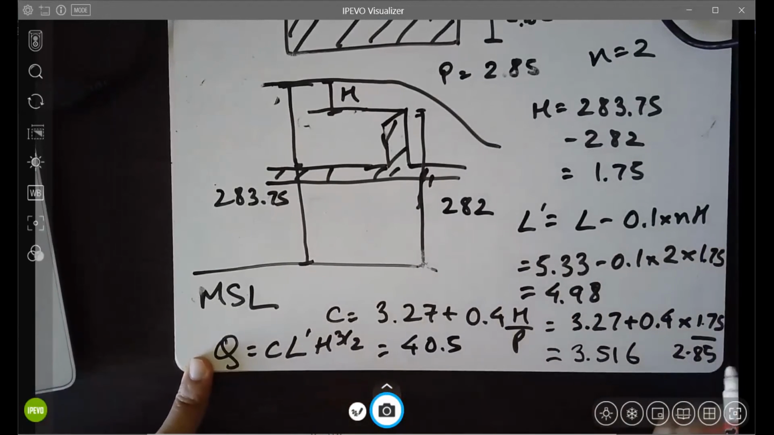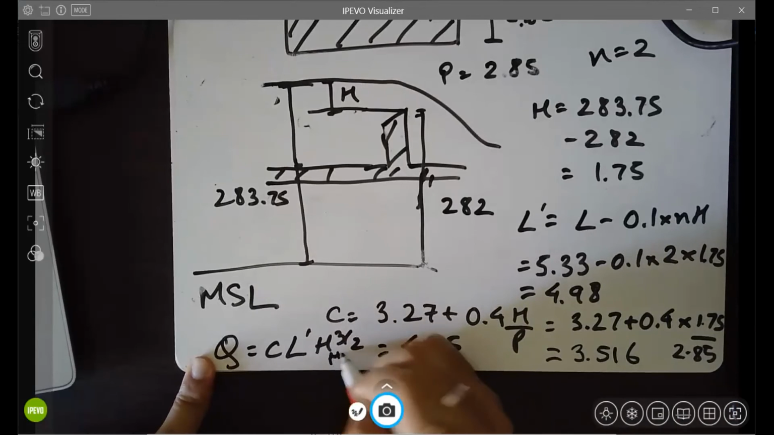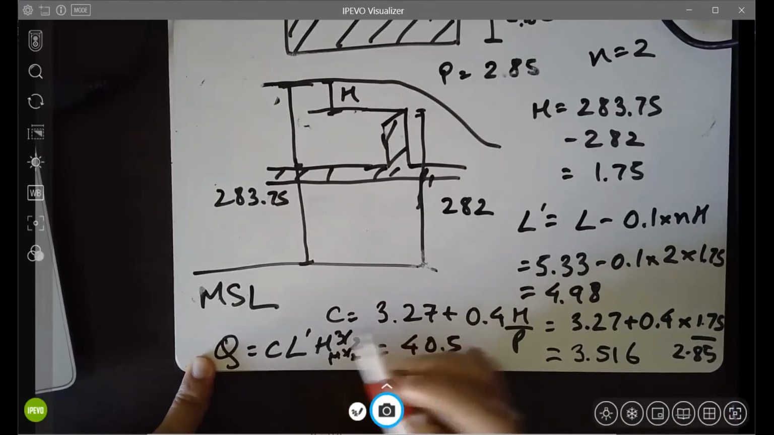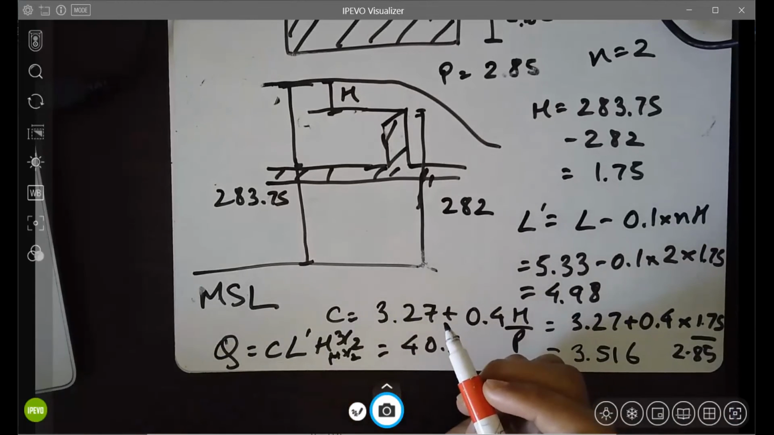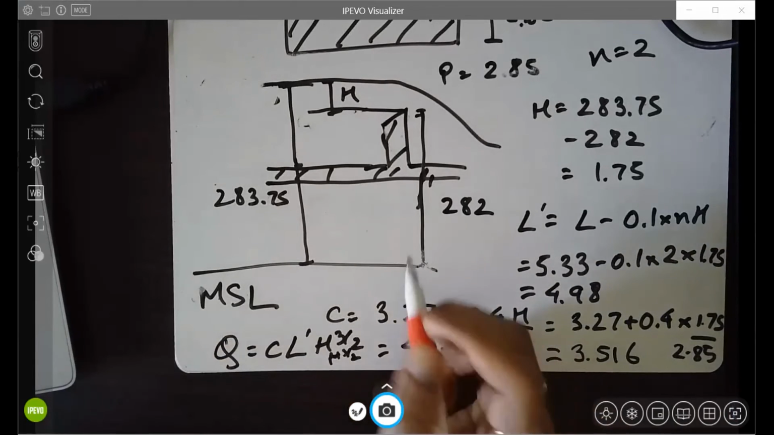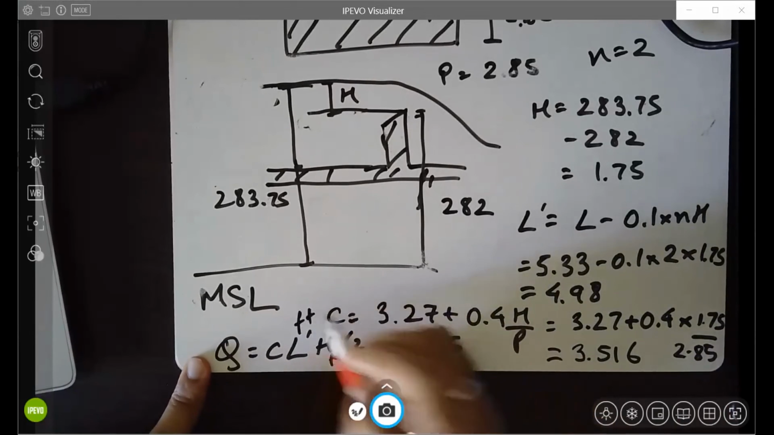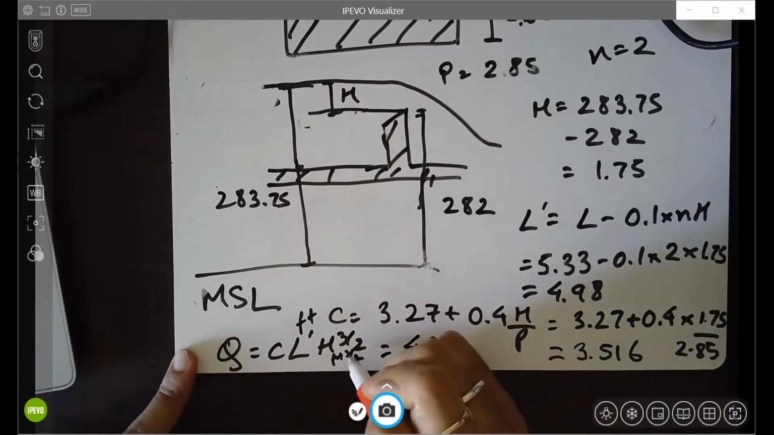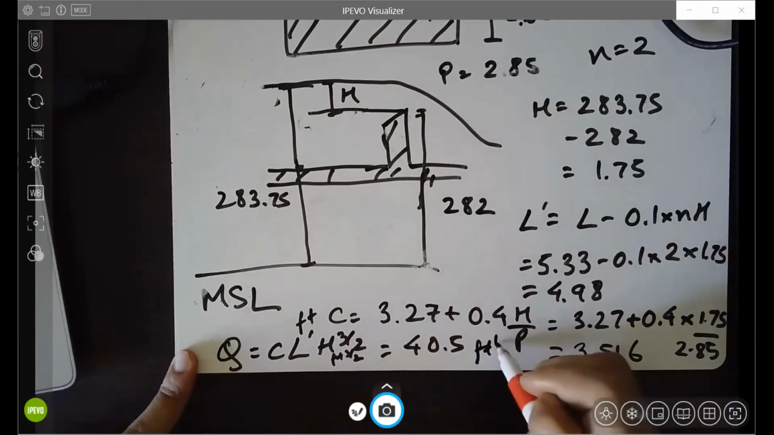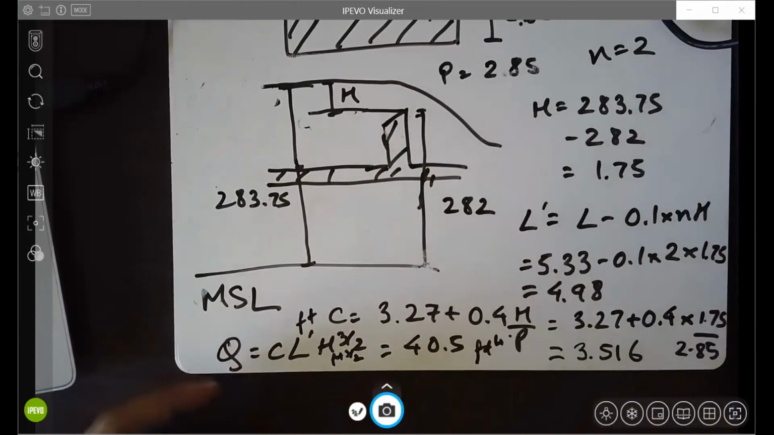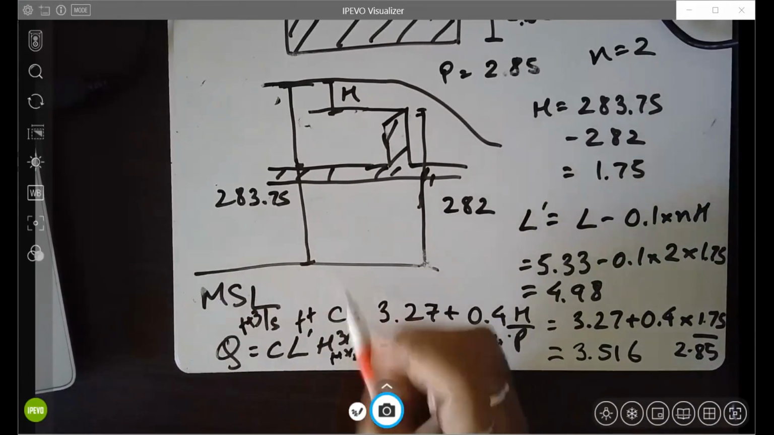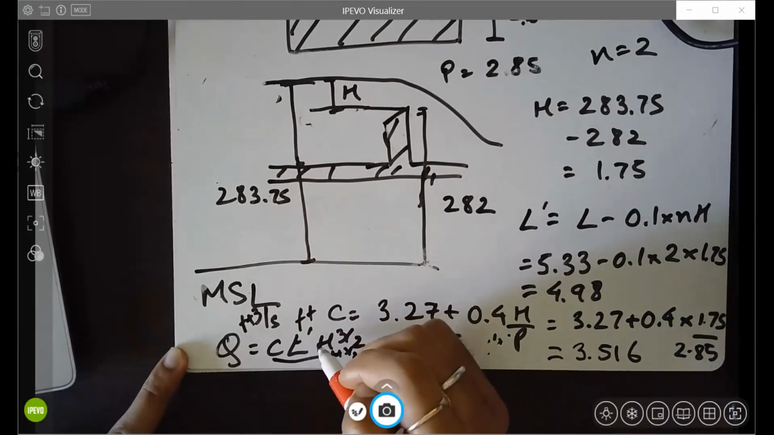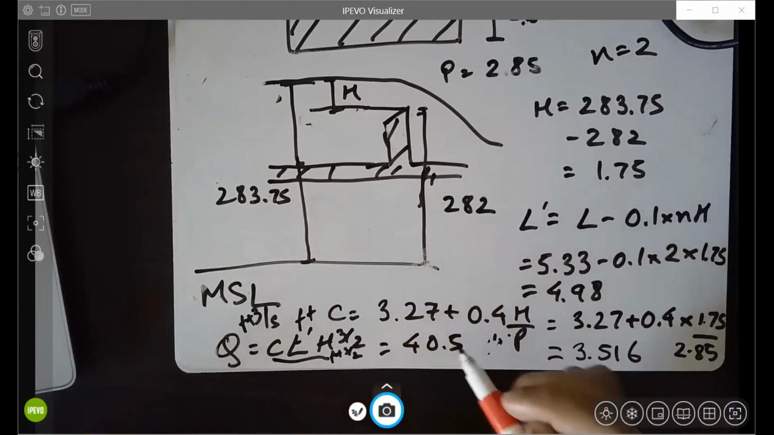and you get the value of 40.5. Now H is in feet, so it is feet to the power 3 by 2. L dash is also in feet. So technically the units would be feet to the power 1 plus 1.5. So this equation is not dimensionally correct. It should be feet cubed per second, but based on this equation, this is a unit of length and this is a unit of length.